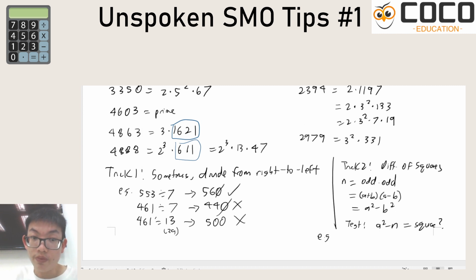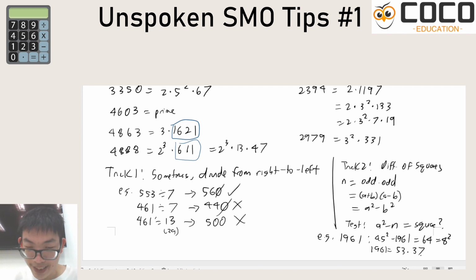So for instance, you may be presented with something like 1961. And for 1961, the way that you can quickly determine that it is not prime is that if you tried 45 squared minus 1961, this is equal to 64, which is 8 squared. So it turns out 1961 is 45 plus 8 times 45 minus 8.